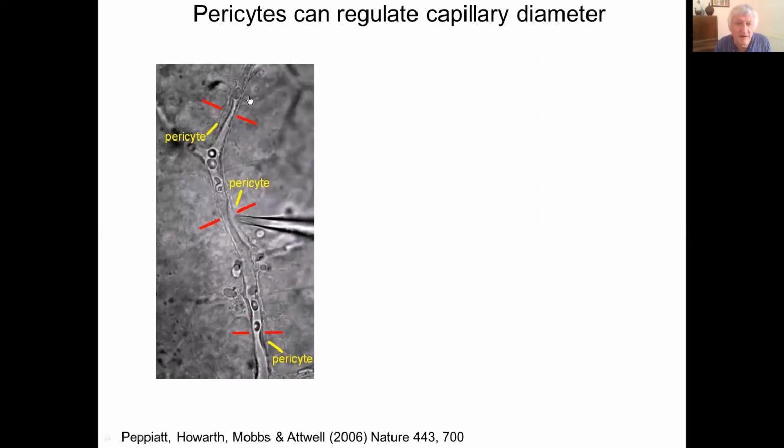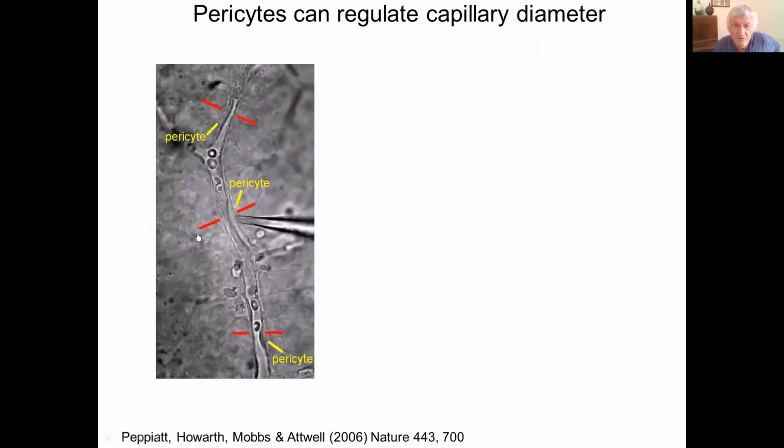This is a capillary in the retina, where the retina is good because it lets you see a large flat area with the capillary all in focus. And there's a pericyte here we're going to depolarize with the patch pipette. And then there's one here as well and one here. And you can see that when I depolarize the pericyte, it squeezes the vessel and in fact occludes it completely.